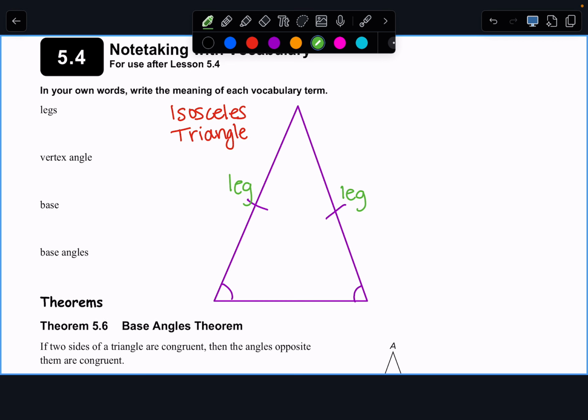Right now, this triangle is oriented to where the two sides that are the legs look like they are on the side, right? The one side that is not the same length as the other two is called the base. Now, I understand that right now our triangle is sitting on the base, but it's not always going to do that. Okay? Now, there are three angles of a triangle.